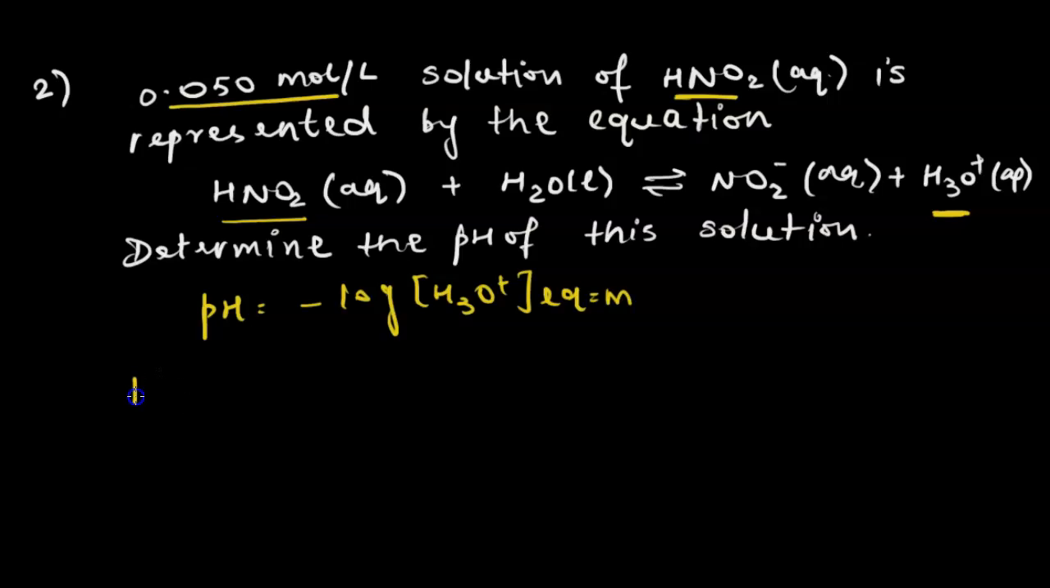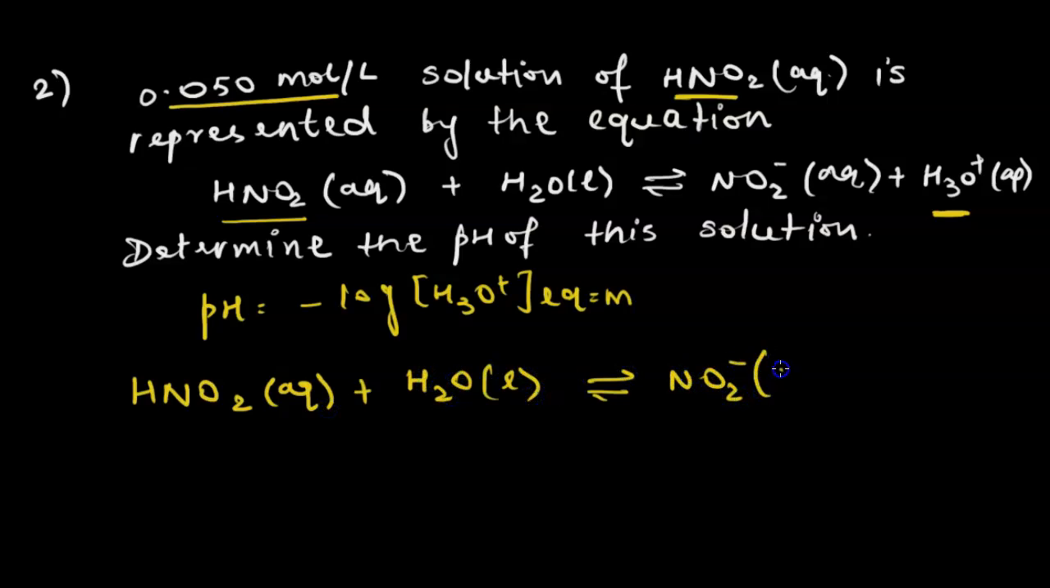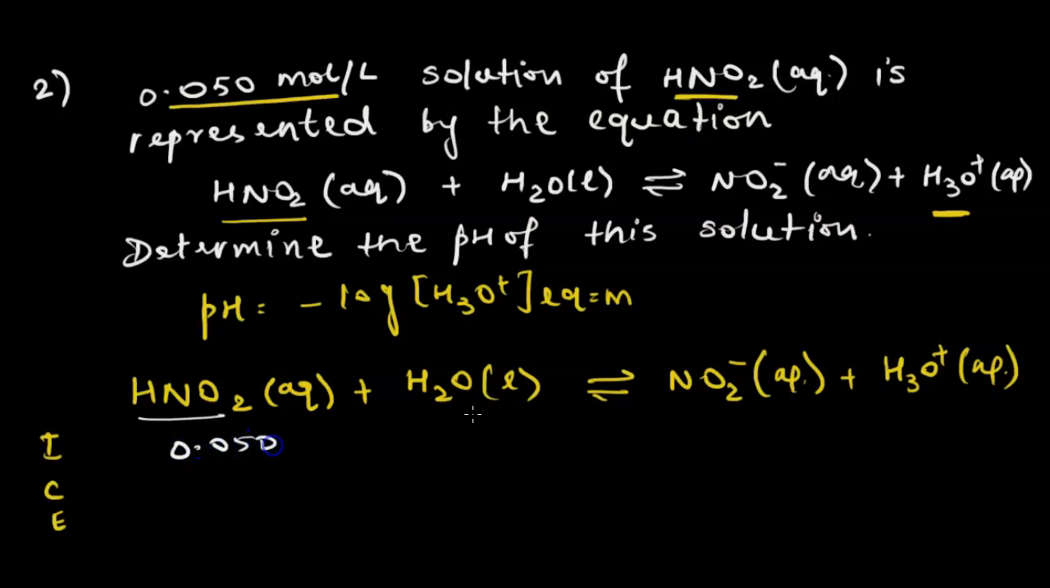Let's rewrite the equation. We have HNO2 aqueous reacts with water liquid to give us NO2 negative aqueous plus hydronium ion. Initial concentration of HNO2 that we have is 0.050. We do not have to worry about water liquid. This is 0 and this is approximately 0. Change would be minus X. Make sure the reaction is balanced, and this reaction is balanced. This is plus X. This is also plus X. Equilibrium concentration would be 0.050 minus X. Here we have X, and here also we have an X.